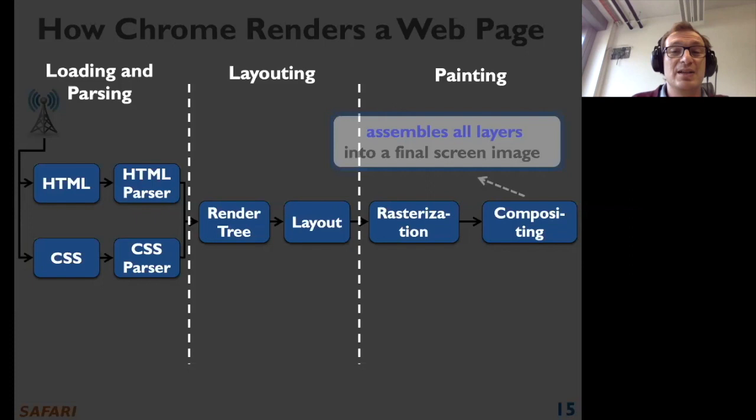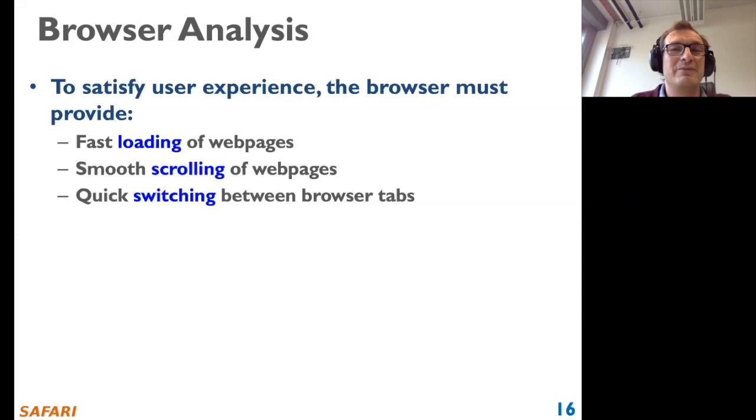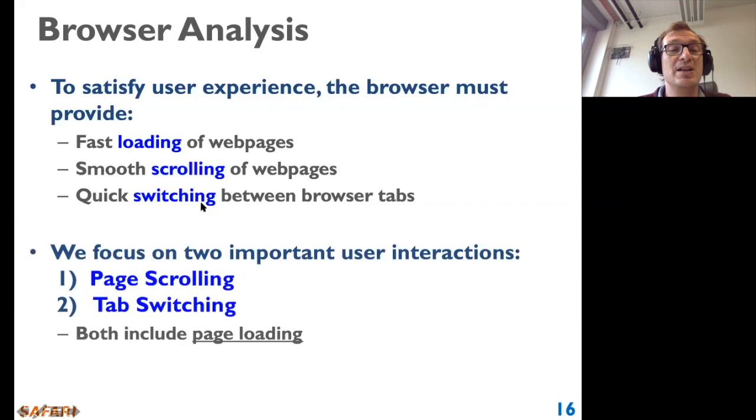Okay, so let's take a look at the browser, because the browser is important, because we all have issues with it. Actually, I always open many more tabs in my browser than I expect. As a result, I run into issues. So to satisfy user experience, the browser must provide fast loading of web pages, smooth scrolling of web pages, and quick switching between browser tabs. In this work, we focus on page scrolling and tab switching.